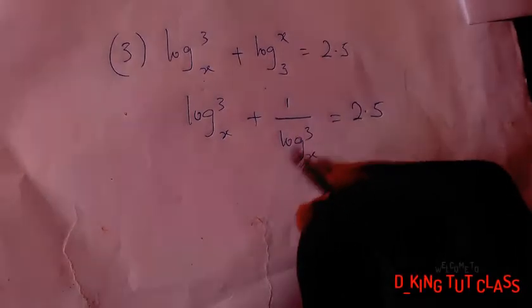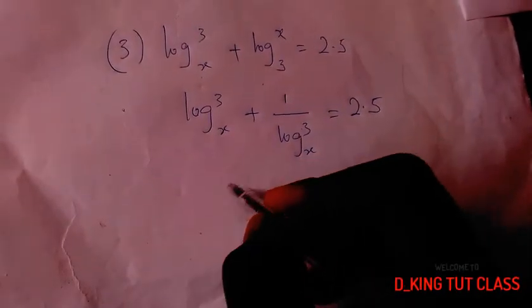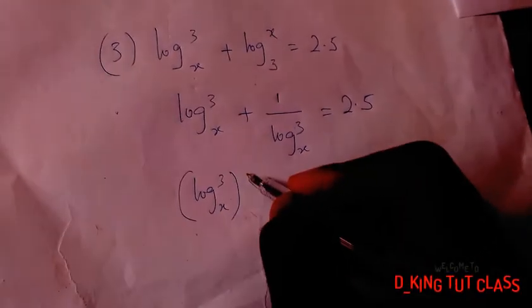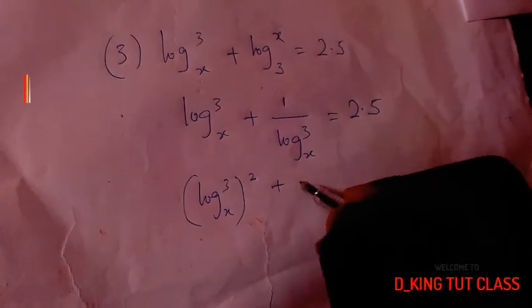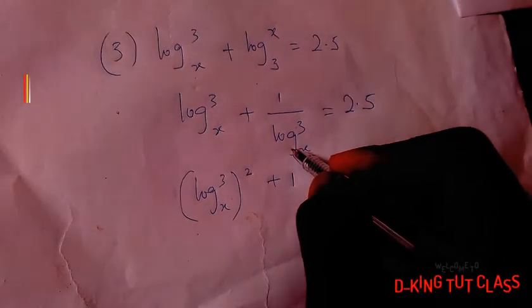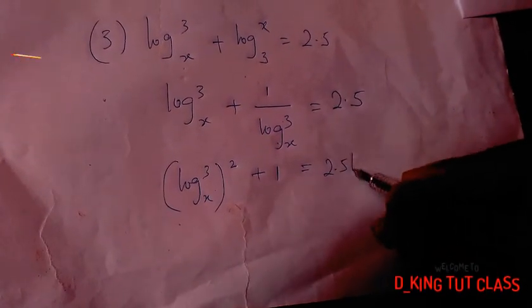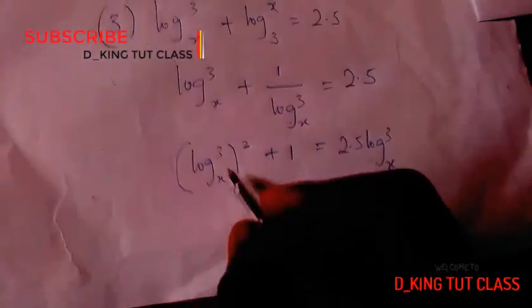Now, what will I do from here? I have to multiply by log 3 base x, which becomes log 3 base x all squared plus 1, because when I multiply by log 3 base x, it cancels out, equals 2.5 log 3 base x.